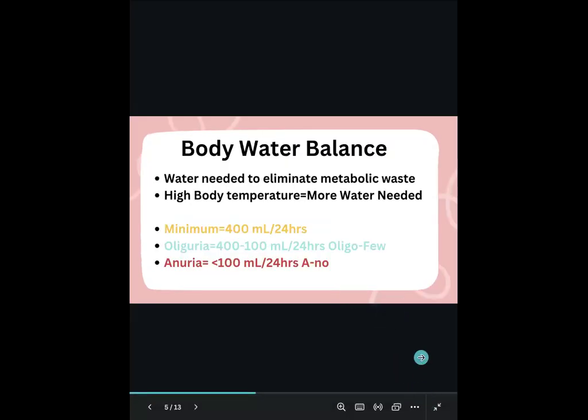So we want to have this body water balance. Water is really important. It's needed to eliminate metabolic waste. And when somebody has a high body temperature, they'll need more water. So higher metabolism, all these things, your body's working more, they will need more water to be able to help with that. And then talking about excretion of water in the urine.